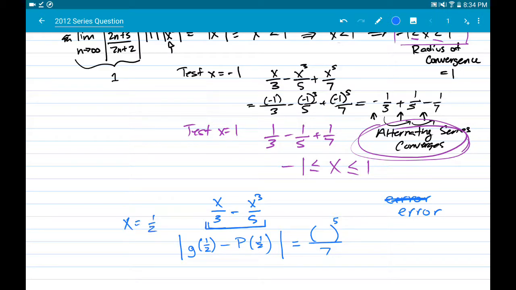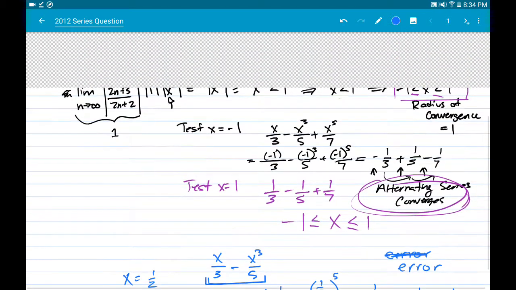And I want the error at the point that it talked about. So I believe the point was 1/2. That's your x value. And so if I plug 1/2 in here, I get this. And if I simplify this, it's 1 over 32 over 7, which is 1 over 32 times 7, which is 7 times 3 is 21, 2 times 7 is 14. All right, 224.